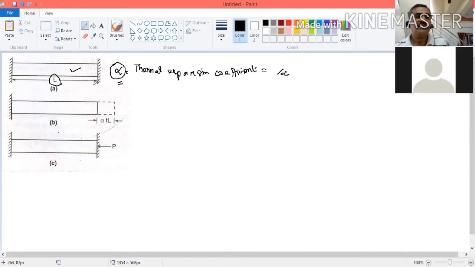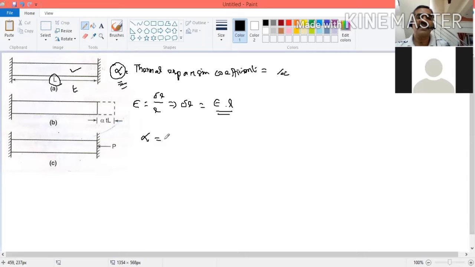Now we want to calculate the expansion when it is subjected to a temperature rise of T. What is the relation between the strain and the change in length? Strain epsilon is equal to the change in length delta L divided by the original length L. To calculate delta L from the strain, we first calculate the strain from the thermal expansion coefficient.